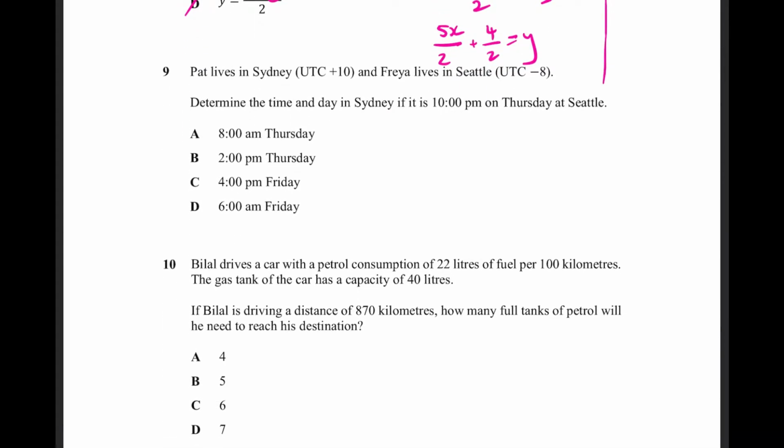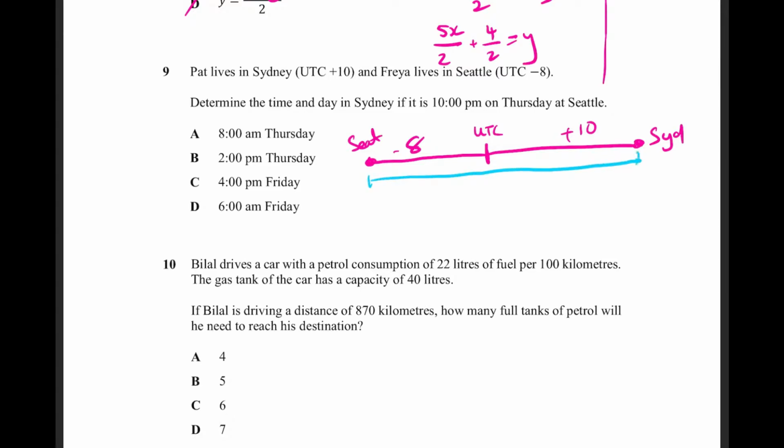Question 9. Pat lives in Sydney, UTC plus 10, and Freya lives in Seattle, UTC minus 8. Determine the time and day in Sydney if it is 10 p.m. on Thursday at Seattle. So, I always like to draw these out. Sydney is, sorry about that, 10 hours ahead and Seattle is 8 hours behind. Okay, that means there is a total time difference of 18 hours, where we would say Sydney is 18 hours ahead of Seattle or Seattle is 18 hours behind Sydney.